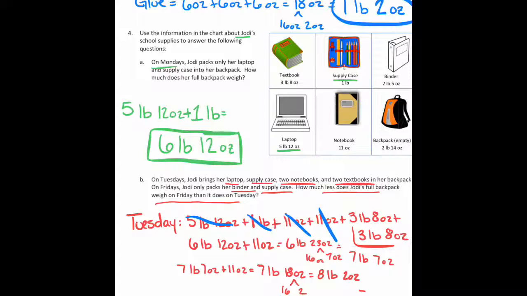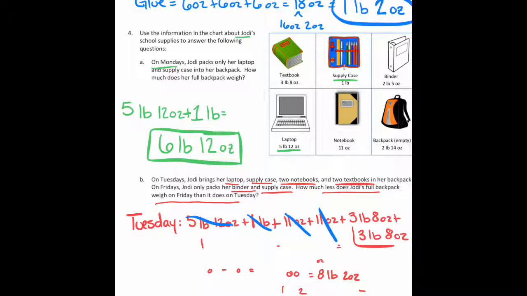Now I got to add the 2 textbooks, and I'm going to erase them so I can fit the next part of the problem. So I have 8 pounds and 2 ounces so far, and now I got to add 2 textbooks to that. So I'm going to write 8 pounds and 2 ounces plus 3 pounds and 8 ounces for one of the textbooks, which will give me 11 pounds and 10 ounces.